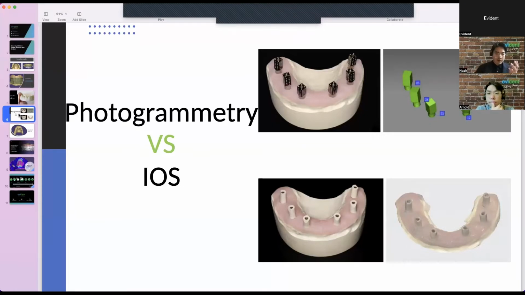Now, I don't want people to think that that means that standard putty and tray impressions are better. Intraoral scanning is still far superior to a standard impression. It's just important to understand the limitations of any technology you adopt in your clinic. And if you have any questions, I would highly recommend reaching out to a member of the team here at Evident, and we'll do our best to answer them or connect you with someone who can.